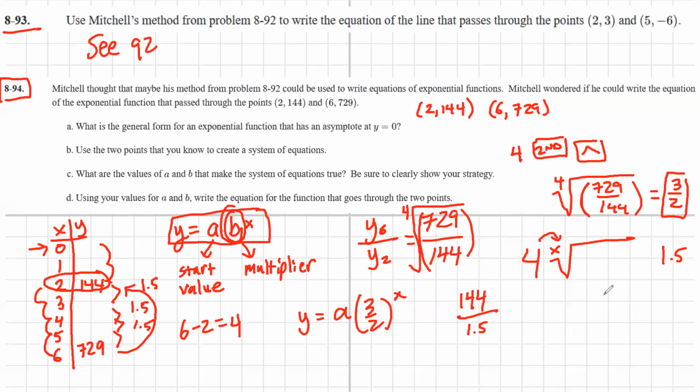So when I do that, 144 divided by 1.5, I get 96, right? So that tells me that the first term is 96. But now I need to do 1.5 again. So I do 96 divided by 1.5, and that gives me 64. So that tells me the 0 term is 64. So this number right here is 64. Let me erase the a right there, and I'll write in 64.